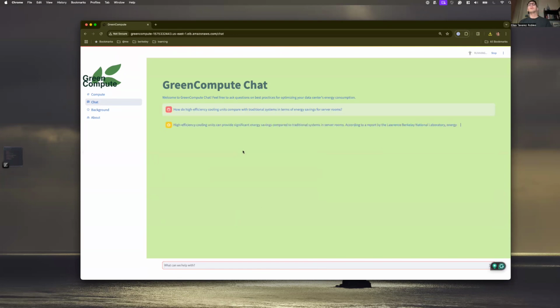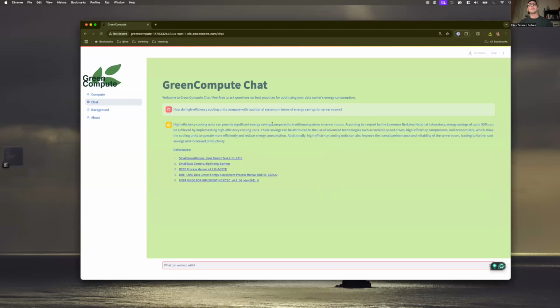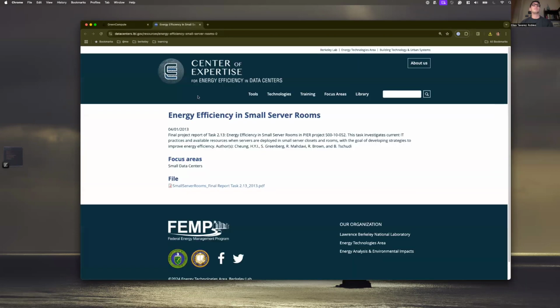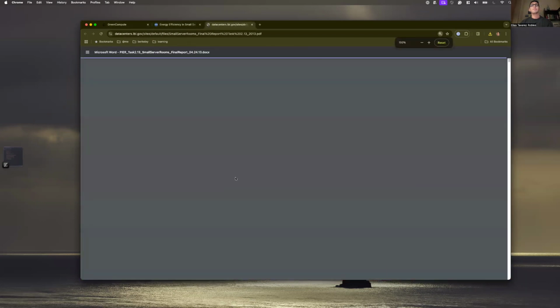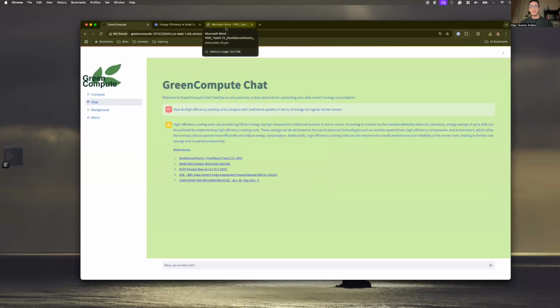So here we go. According to a report, energy savings of up to 50% can be achieved by implementing high energy efficient cooling units. And then here are some of the references that our chatbot uses in order to come up with this answer. So with that, we can also look at the references themselves and look at the small server rooms here. I can look at PDF, and that is GreenCompute.